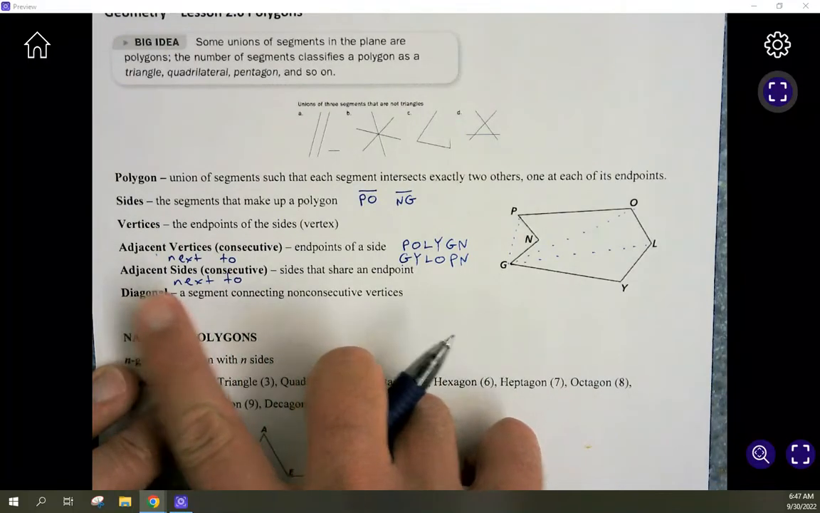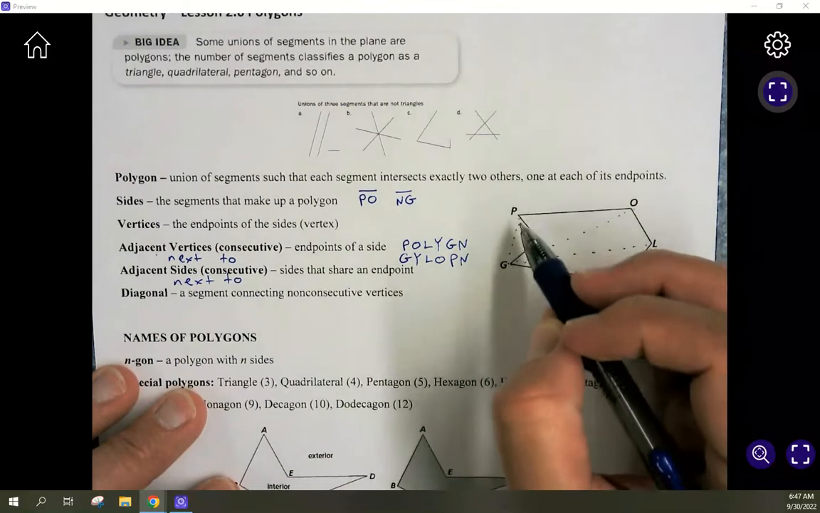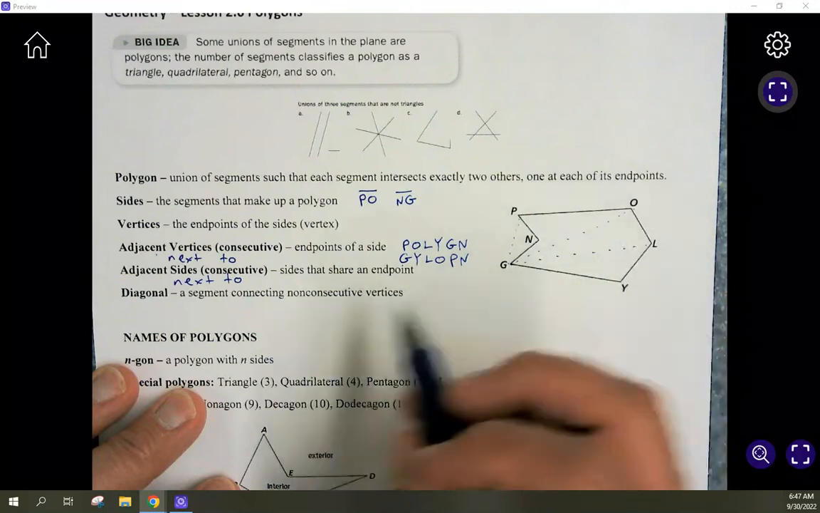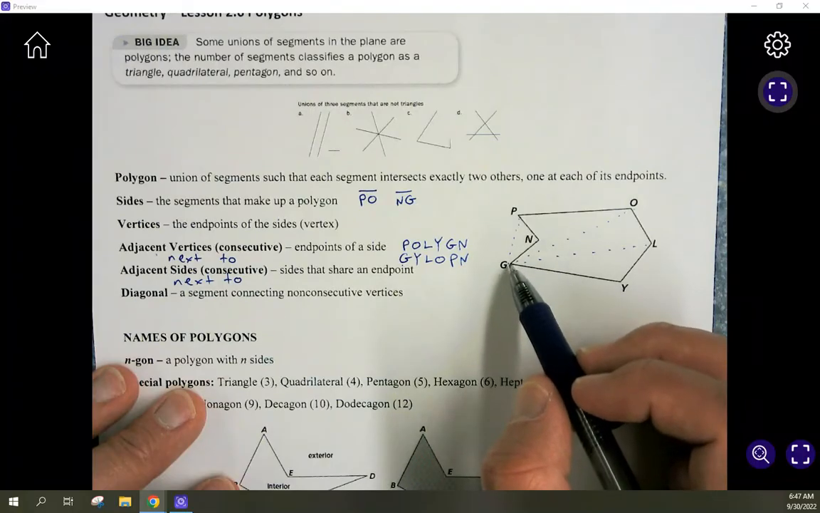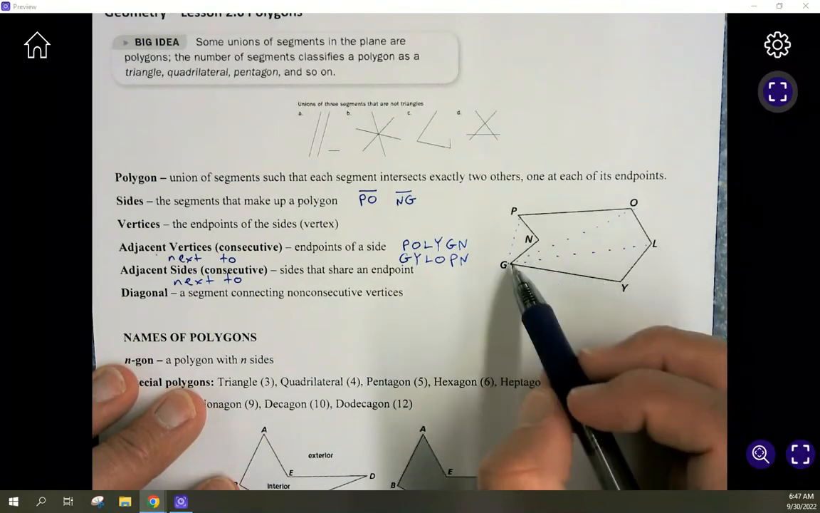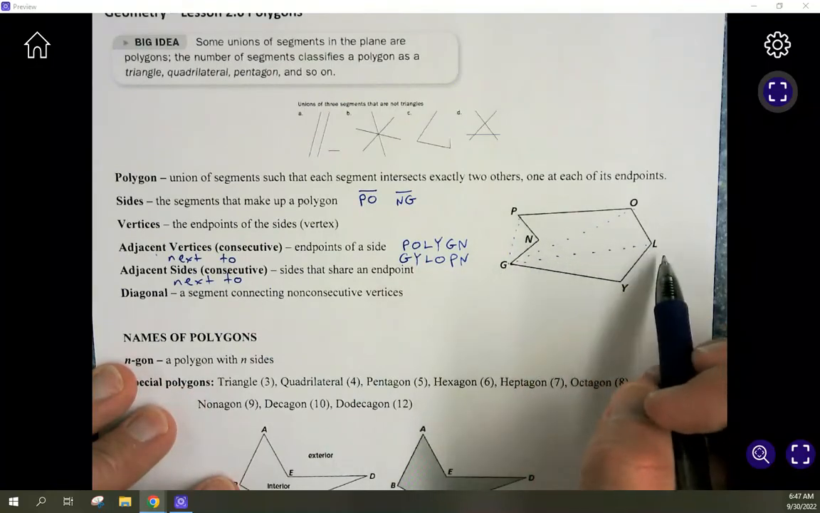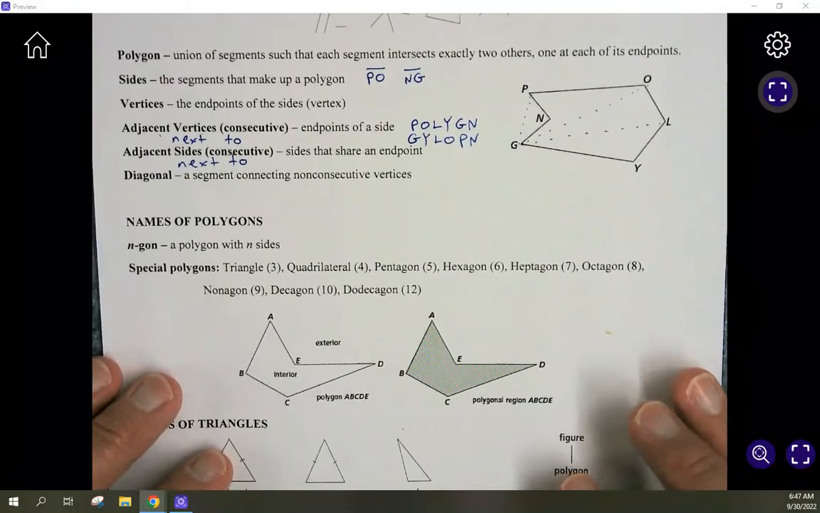Okay, so a diagonal doesn't have to cut across the shape. A lot of people would look at GP and say that's not diagonal. Diagonal has to go across the shape. Well, diagonal just means you're going from one vertice to another and they're not adjacent. So the only adjacent vertices to G is N and Y. So diagonal vertices are all of the other ones. They're non-consecutive. All right, so some key vocabulary words there.